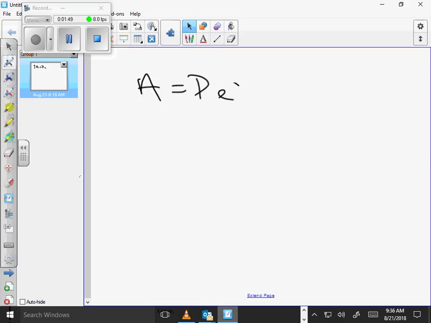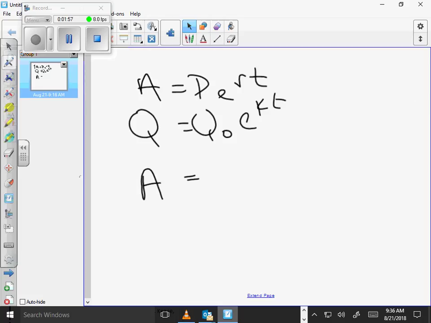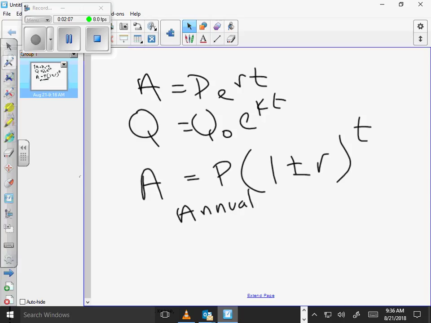A equals P e to the RT, or its variants like Q equals Q sub 0 e to the KT, we could also have something like A equals P times 1 plus or minus R to the T. This is for annual growth, or, I want to say decay, but really I only ever seem to use it in depreciation.